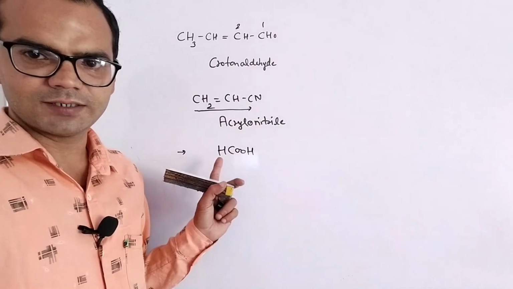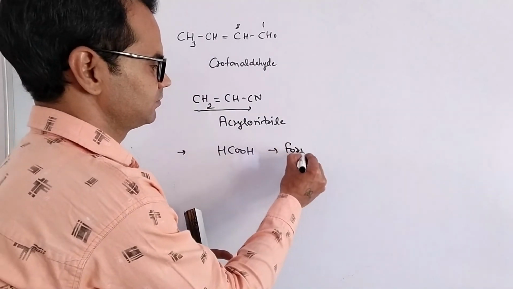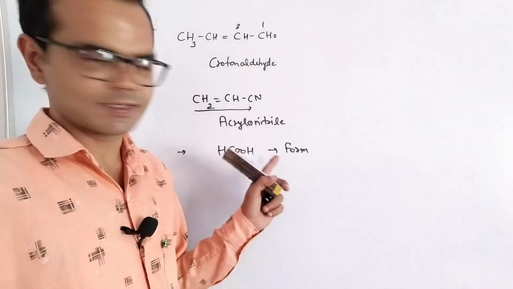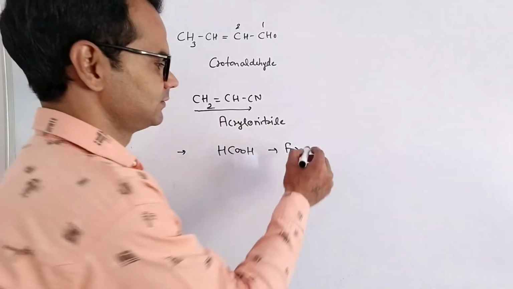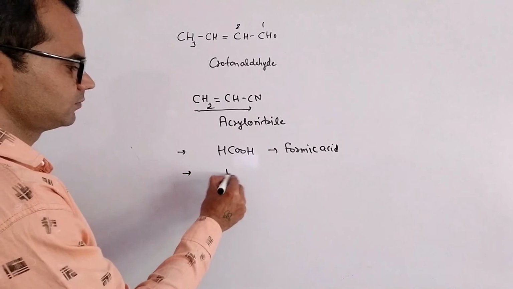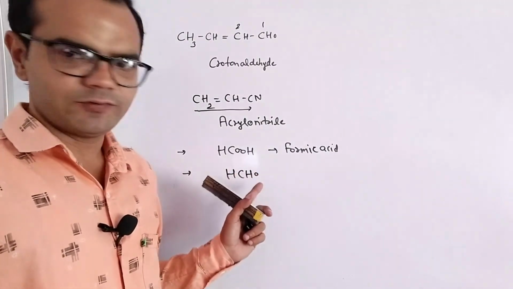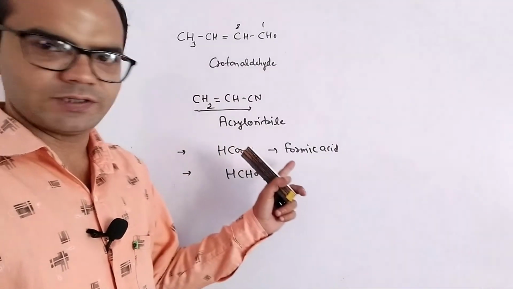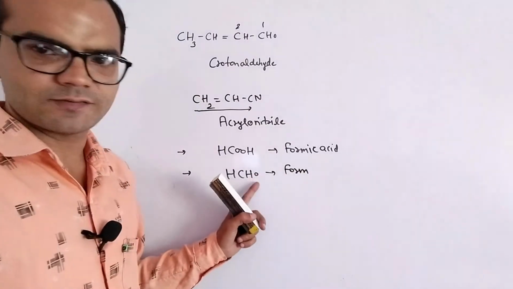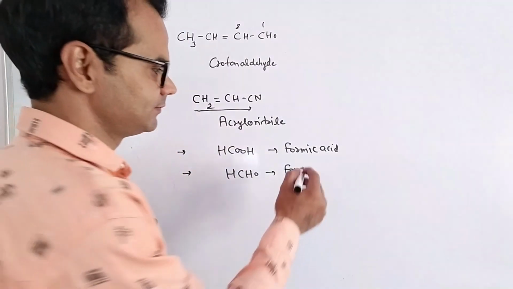Now we have only one carbon. For one carbon, the prefix is form, and the suffix of the COOH group is ic acid, so it is form plus ic, formic acid. Again we have an aldehyde of one carbon. For one carbon, the prefix is form, and the suffix of the CHO group is aldehyde, so it is formaldehyde.